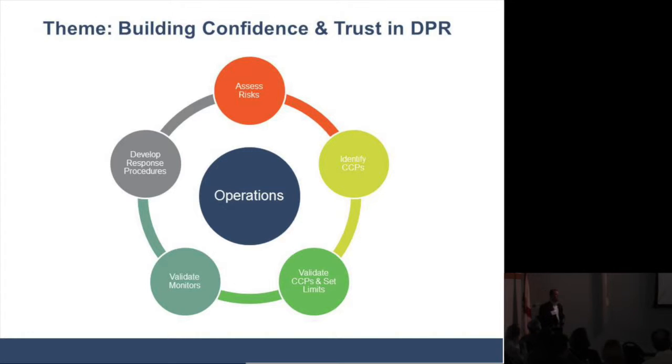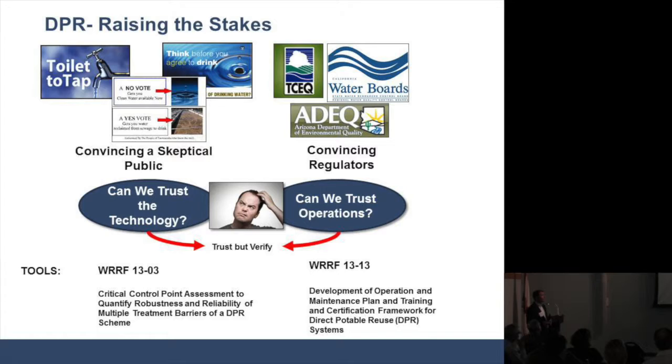So the theme here in the rest of the presentation is really about building trust and confidence in direct potable reuse. How do we ensure that the systems that we have are working properly? And what we're doing is outlining a process here that allows you to assess the risks, identify the critical control points that are going to be used, validate those and set limits, validate the monitors that are used to ensure that the barriers are working properly, and develop response procedures. And at the heart of that is your operations team, so making sure that they're ready to go with the DPR.